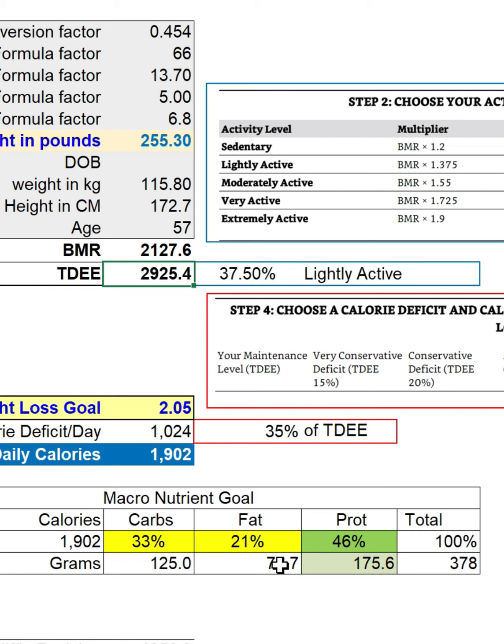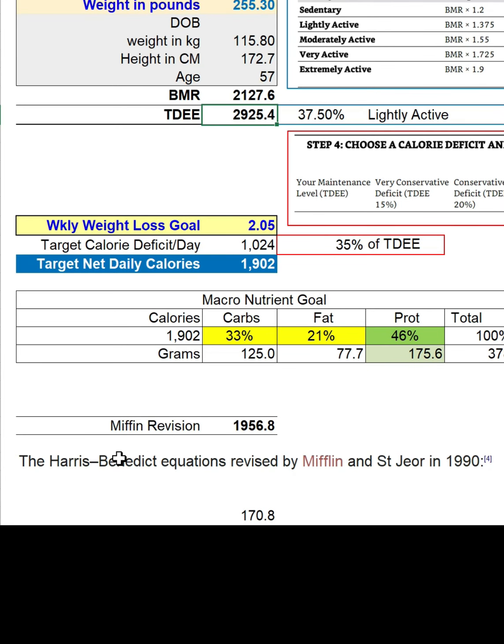The other thing I want to mention is that the Harris-Benedict equation was modified by Mifflin in 1990 because Mifflin believed that our lifestyles have changed significantly since the Harris-Benedict equation was determined in 1918 and 1919. So that's it. Very simple. Calculating out my BMR and my TDEE, and then what my calorie goal is.